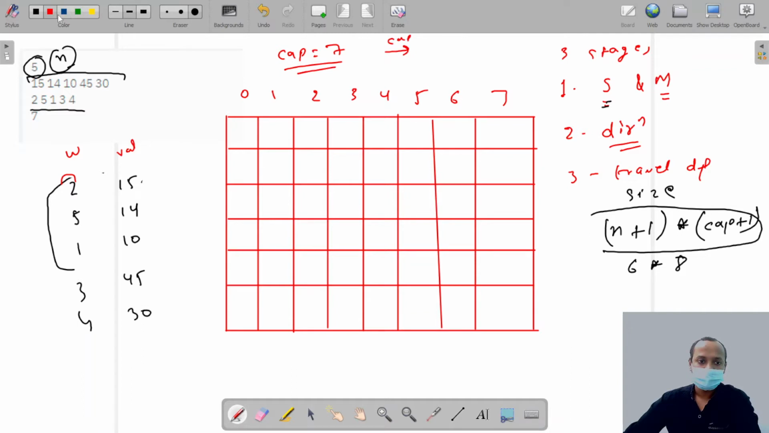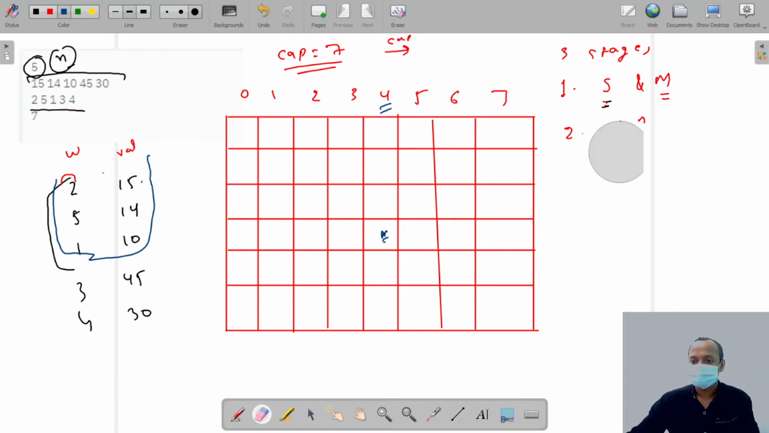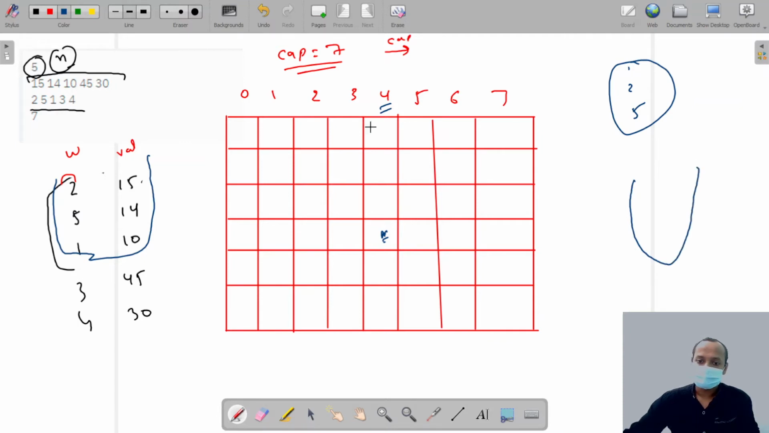So if I talk about this cell, what we're going to fill in this cell is this: if we have only these items, say a 1 kg item, a 2 kg item, and a 5 kg item, and the capacity of the bag is, let's suppose, 4, then what we store in this cell is the maximum value we get from these items when put in a bag of capacity 4. So I think you understand.